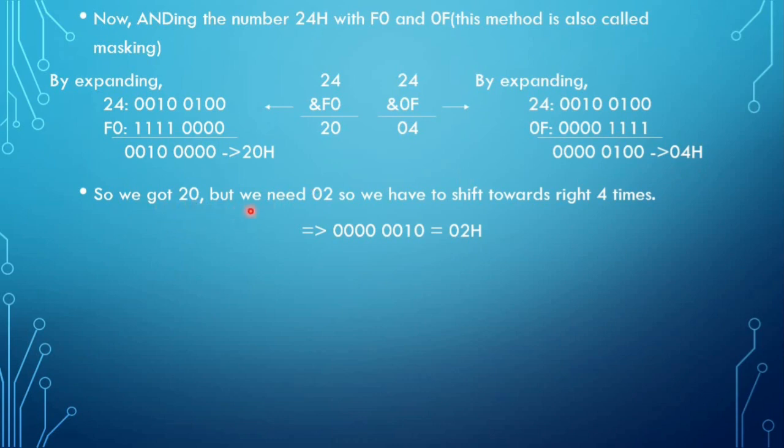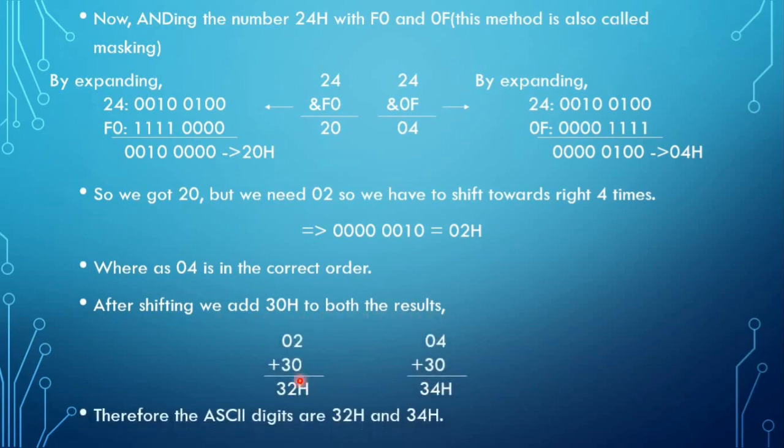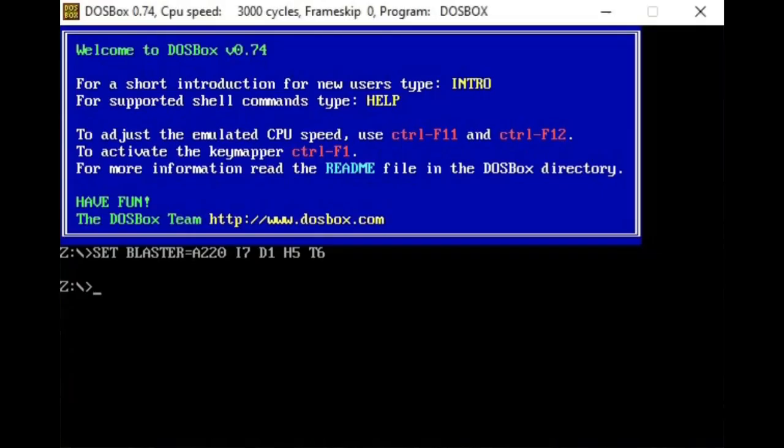We got 20, but we need 02, so we have to shift towards the right 4 times. Now we obtain 02H, whereas 04 is in the correct order. After shifting, we add 30H to both the results. Therefore, the ASCII digits are 32H and 34H. So now let's see the practical approach by executing the program.